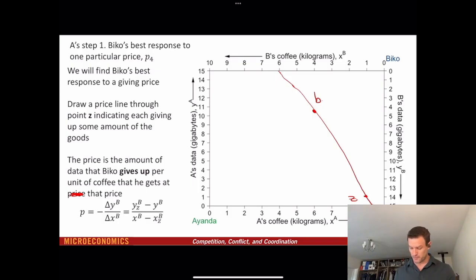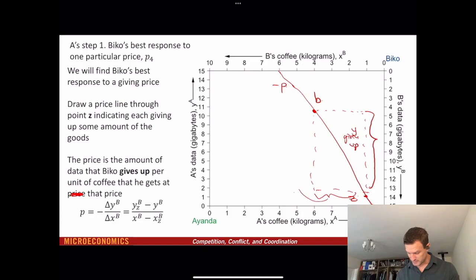Now, if it's the case that with this price line, which has a slope there, so that's P, and then the slope is equal to minus P of that line, what this means is if we're thinking about the difference between these points, between B and Z, what do we see here? He gives up some Y, given up, and what does he get in response? He gets some X, received.